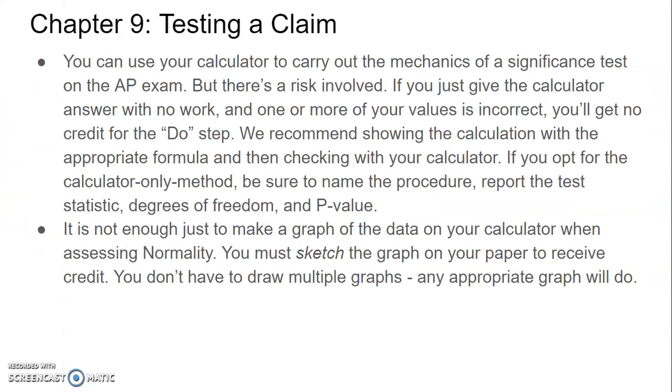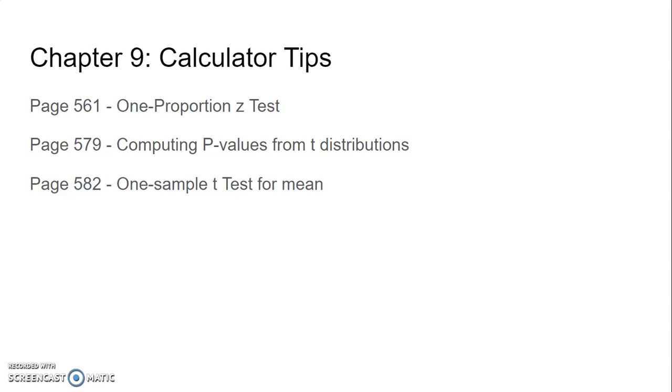If you use your calculator again, make sure that you're saying the name, reporting the test statistic, degrees of freedom, and p-value. You can't just write down what's on your calculator screen. You do need to have all of those other pieces as well. And if you're doing a t-distribution, you have to make a little sketch of the graph, not just say there's no outliers. And again, here are those same calculator tips for chapter 9.